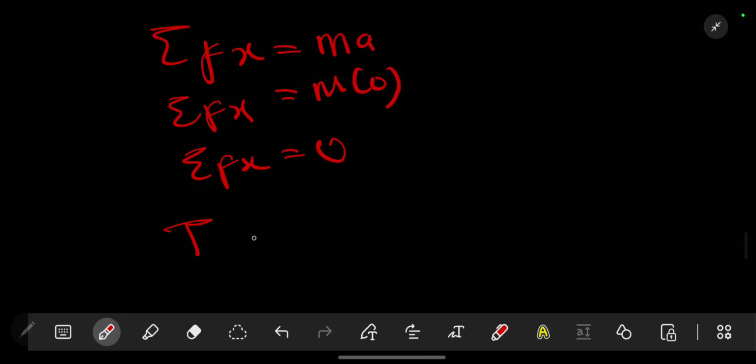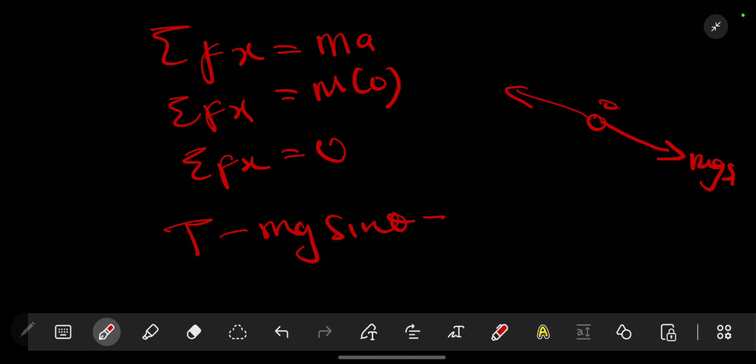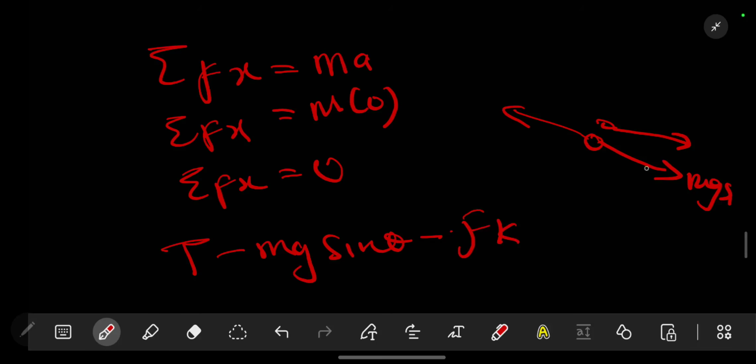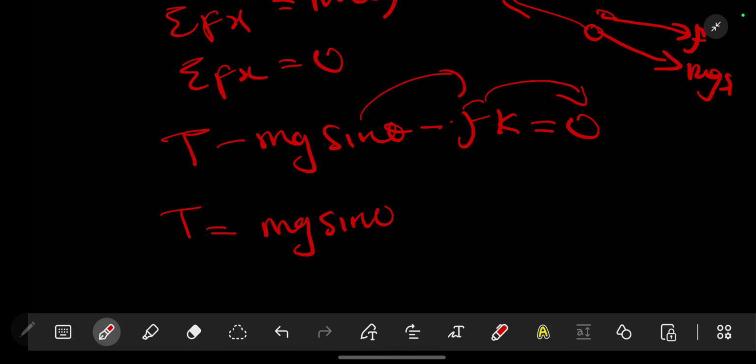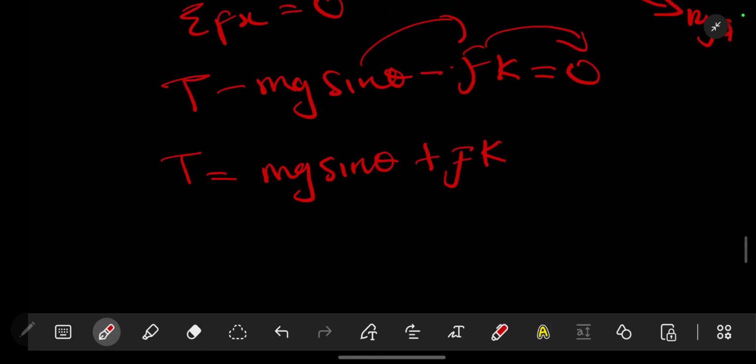So which forces are there? We have the tension, which is pulling this side. The opposing one is the mg sine of theta. So we have minus mg sine of theta, minus our other force, the frictional force, which is also acting in the opposite direction, equal to 0. Then we find the tension. All these come this side, so the tension will be equal to mg sine of theta plus the frictional force, like that.